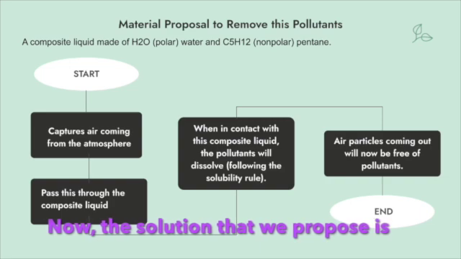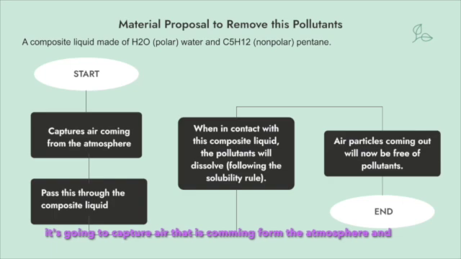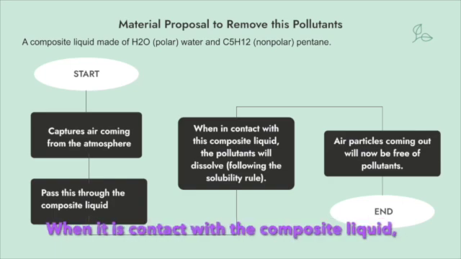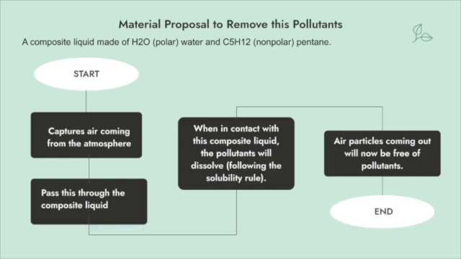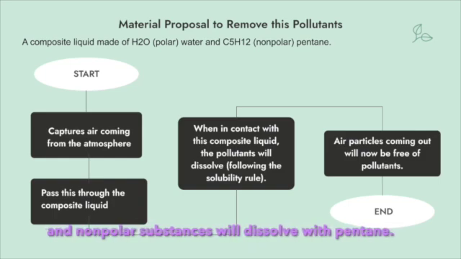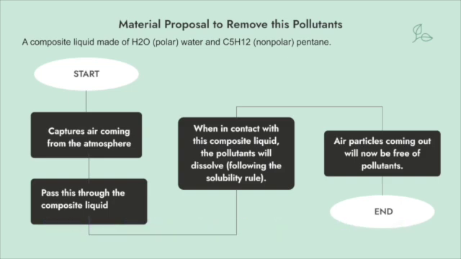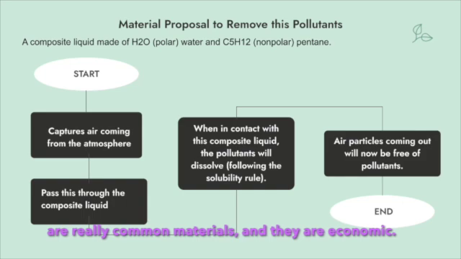Now, the solution that we propose is a composite liquid. The way it works is basically that it's going to capture air coming from the atmosphere and pass it through the composite liquid. When it is in contact with the composite liquid, the pollutants will dissolve because of the solubility rule. Polar substances will dissolve with polar substances and non-polar substances will dissolve with pentane. This means that then the air coming out will not be with pollutants. And one of its pros is that water and pentane are really common materials and they are economic.